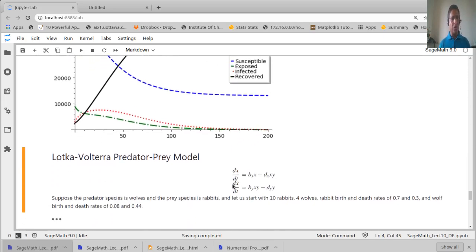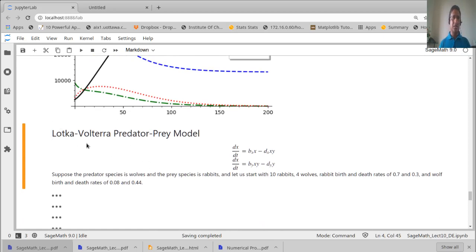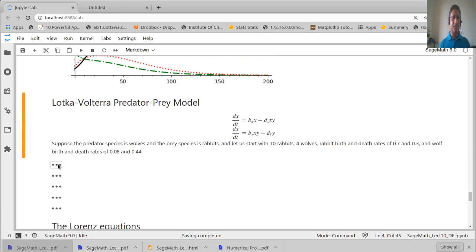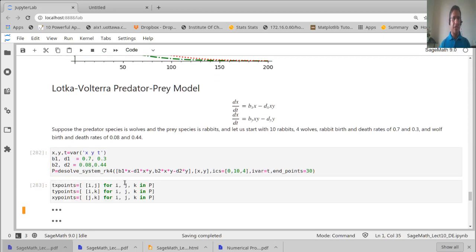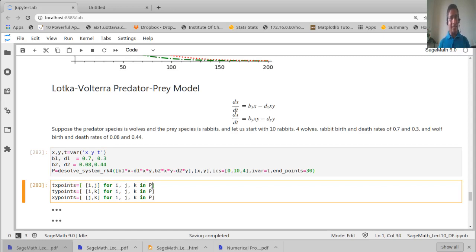Similarly, you could also use this to solve what is called the Lotka-Volterra predator-prey model. This is given by this. Let me just show you. Again, we are using DE solve for a system of ordinary differential equations using the RK4 method. Again, you plot this, x_i, y_i against t. Here P will give you a list of 3 points.